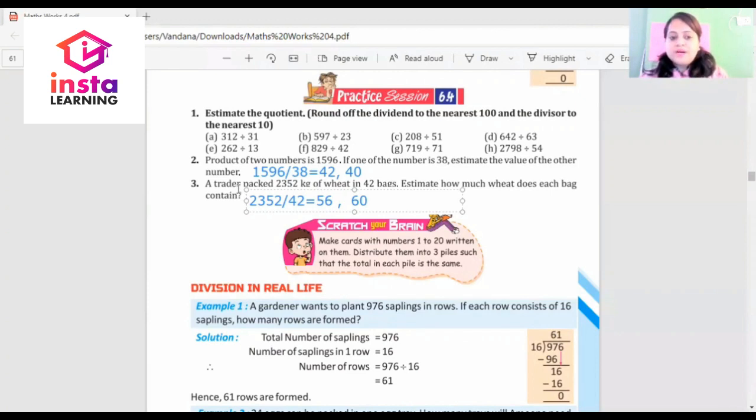And in question number 3, a trader packed 2,352 kilogram of wheat in 42 bags. Estimate how much wheat does each bag contain. It means you have to divide 2,352 divided by 40. You will get the answer 56. And when you estimate this number 56, you will get the number 60 by rounding off to the nearest tens. Okay, got it? Very good.